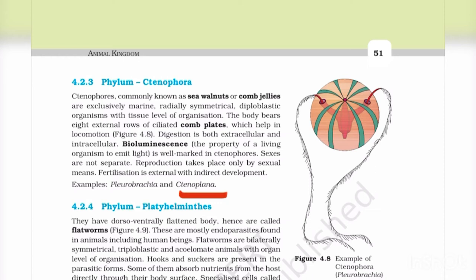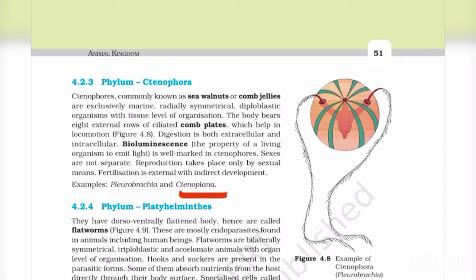Digestion is both extracellular and intracellular. Bioluminescence, the property of a living organism to emit light, is well marked in Ctenophores. Sexes are not separate. Reproduction takes place only by sexual means. Fertilization is external with indirect development. Examples: Pleurobrachia and Ctenoplana.